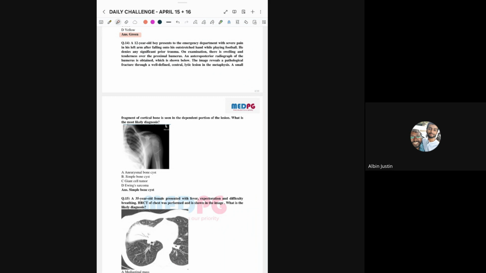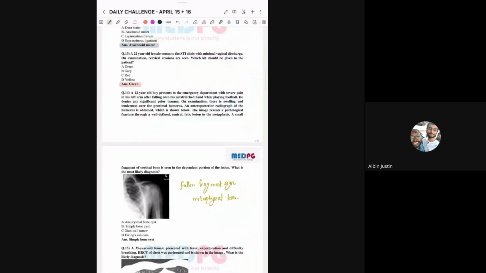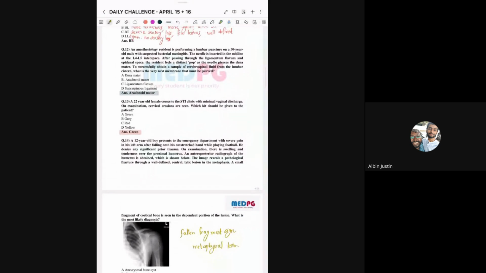Question number 14. What do you have? You have a classical fallen fragment sign, and you have a metaphyseal lesion. Oh, cervical erosions are also present. So the question needs to be discussed.